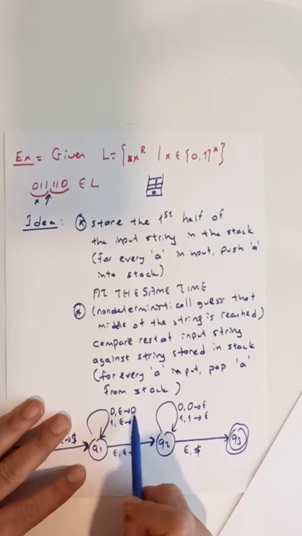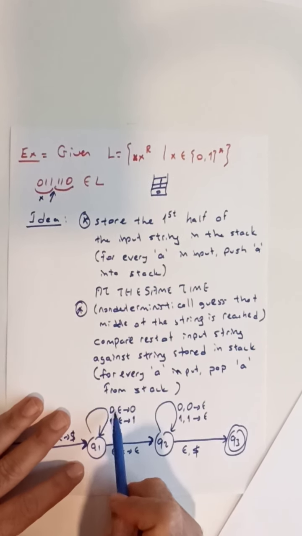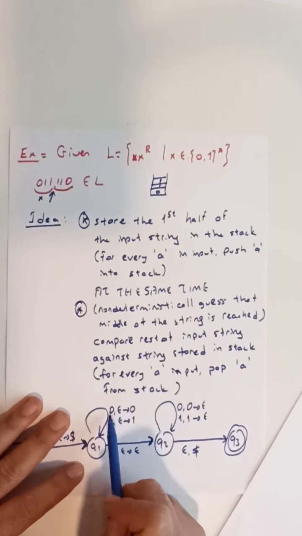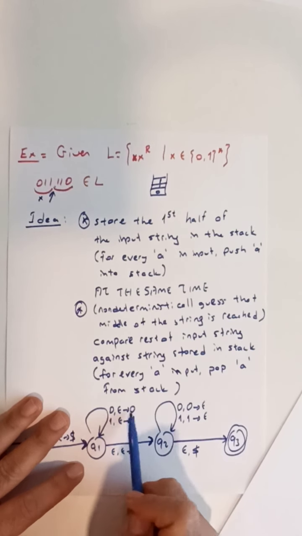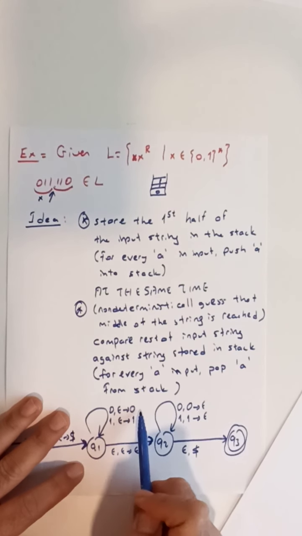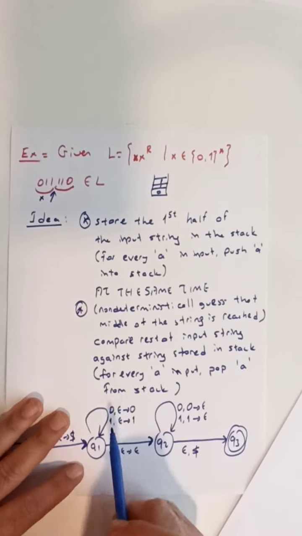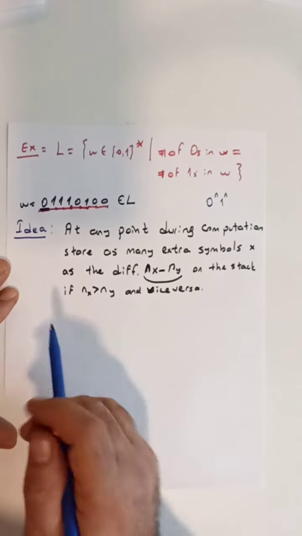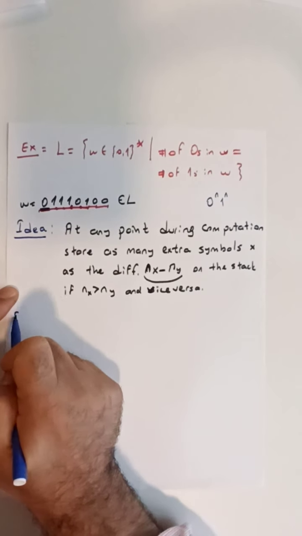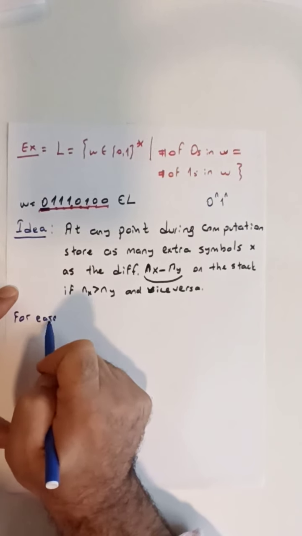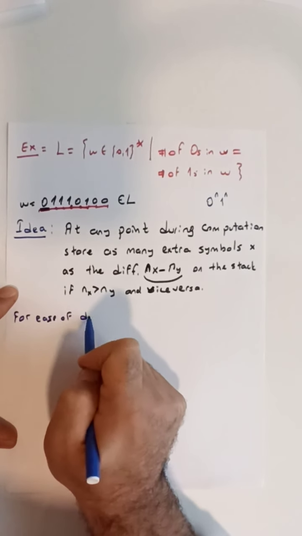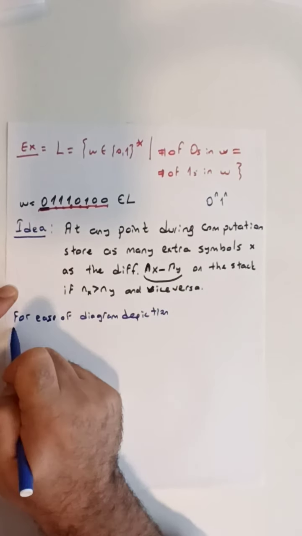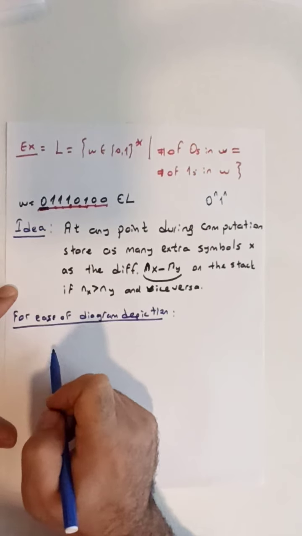So each transition is of the following form: read a symbol from the input, pop some symbol from the stack, and push a single symbol into the stack. We will try to generalize this transition so that we can push multiple symbols with the same transition. So basically, for ease of diagram depiction, consider that we introduce the following types of transitions.